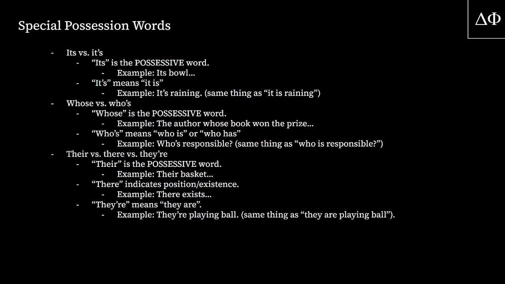Hopefully that makes sense. There's also special possession words. Many people get confused on this. Its versus it's. This first its is a possessive word. Its bowl. The bowl belonged to it. It apostrophe s means it is. For example, it's raining. Literally the same thing as it is raining.